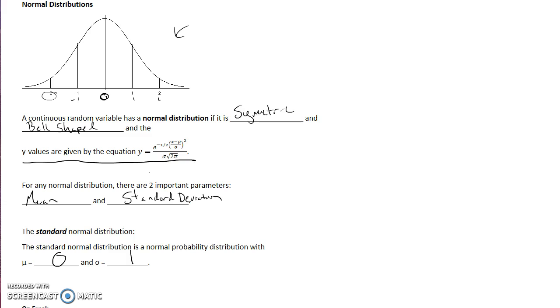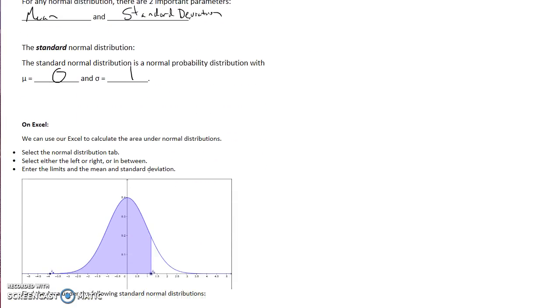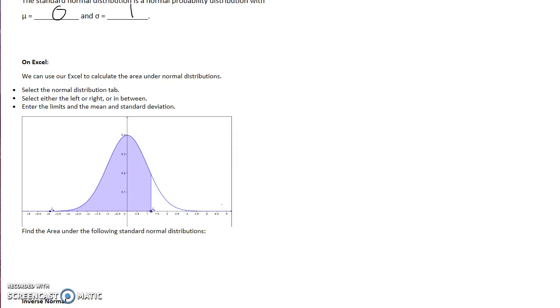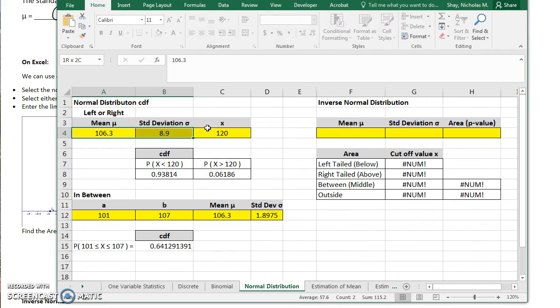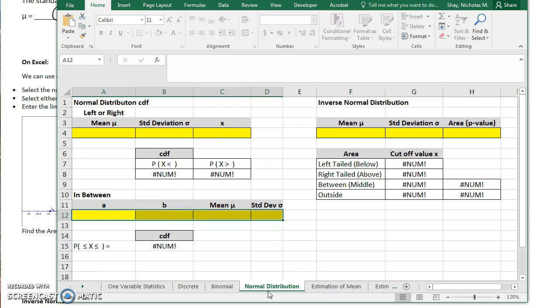Now, to find areas underneath normal distributions, this is where we're going to use Microsoft Excel. So, when I take a look at my picture I've got here, let me go over to the Excel spreadsheet. These will all be cleared out for you, but remember, these are all the tabs we've used up to this point in this course, and when you click right here, this is your normal distribution tab. It's broken into two situations. Left or right corresponds to if you have a distribution that's shaded to the left or to the right. If it's shaded in between, you're going to use this distribution down here.